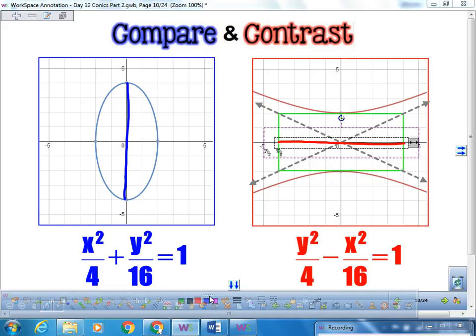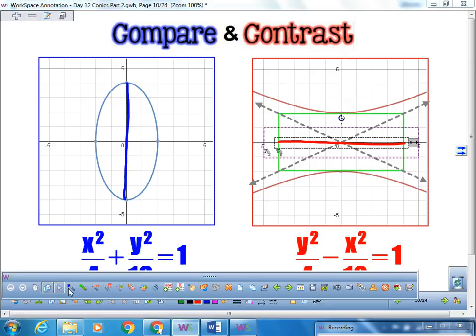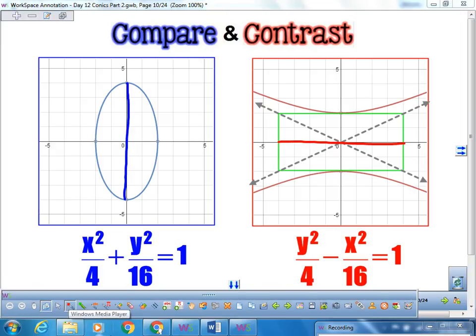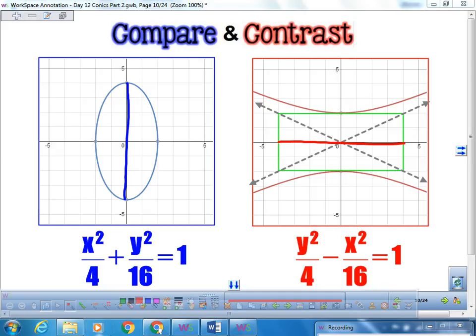What happens when I've got that y squared out in front instead of x squared? Why is that? Does anybody see it? Why is the y squared in front instead of the x squared on that one? Again, guys need to raise your hands. Okay, let's hear. It lets you know that your hyperbola is going to have vertical branches. See those vertical branches there?